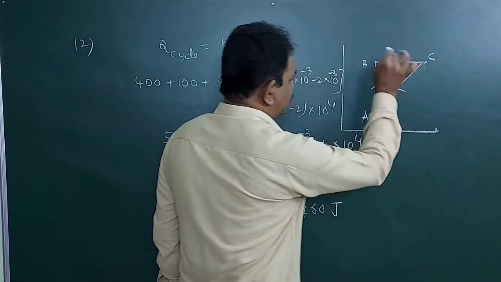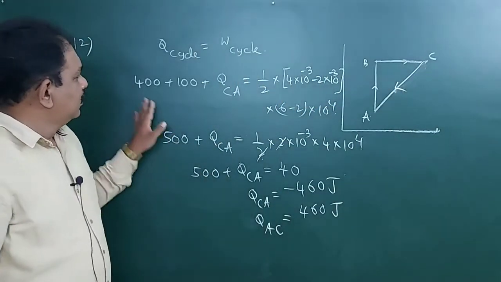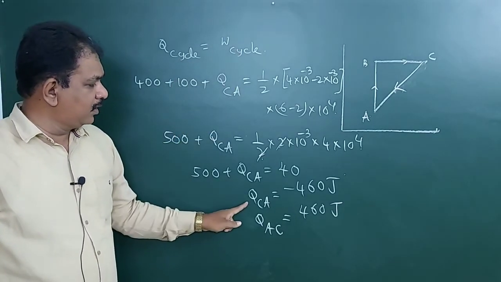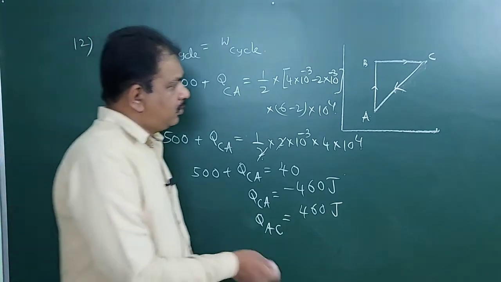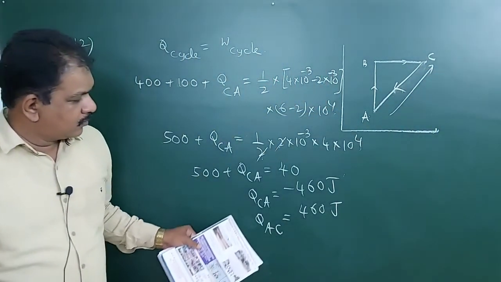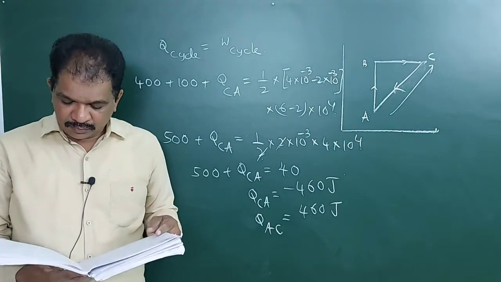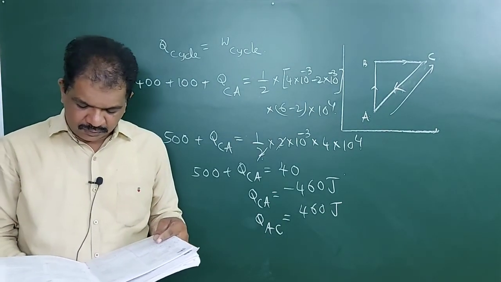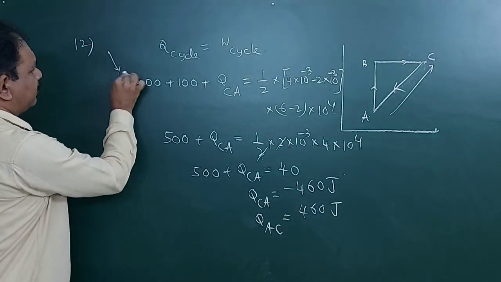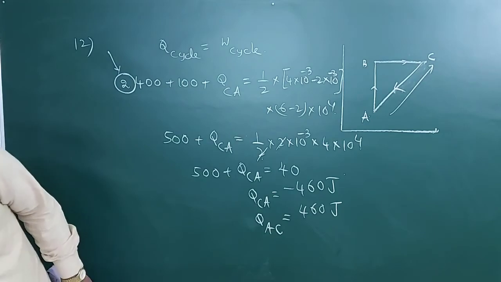If it is like this, then in that process this is equal to this one. From that we got QCA. QAC will be the opposite. So QAC is equal to 460 joules. So the 12th question will be the second option.